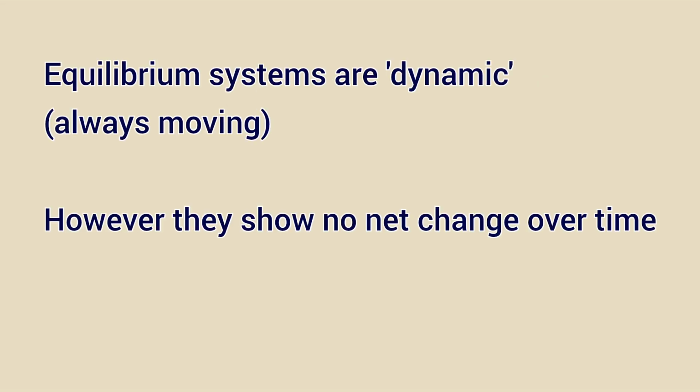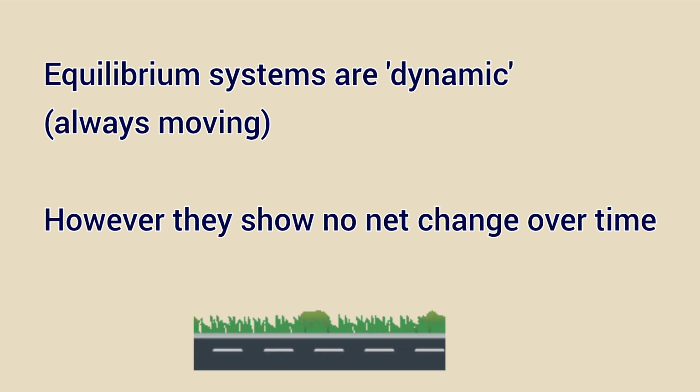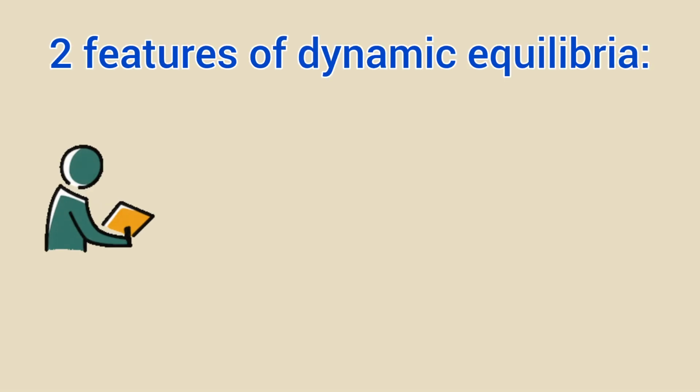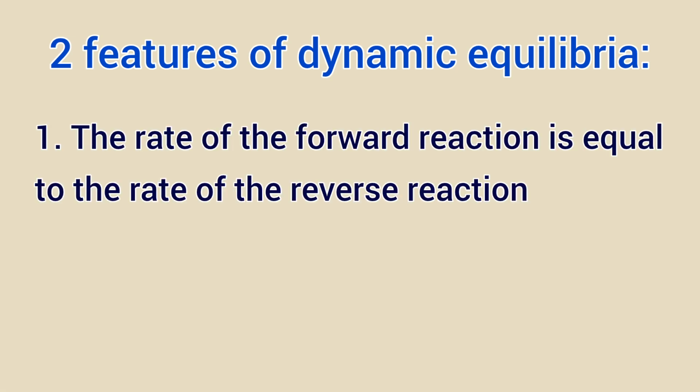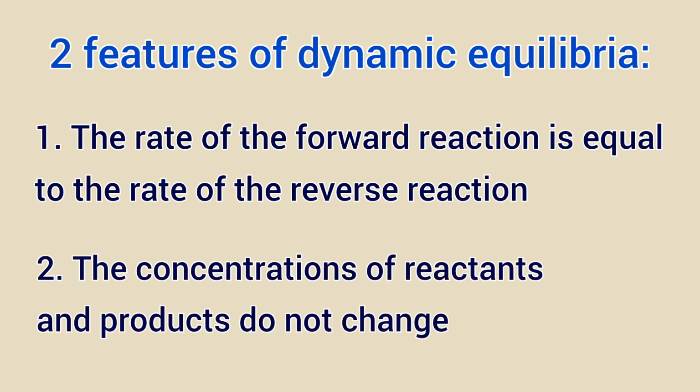Reactions in equilibrium, otherwise known as equilibrium systems, are always moving. We call this dynamic. A typical exam question might ask us to identify the two features of dynamic equilibria. These are: the rate of the forward reaction is equal to the rate of the reverse reaction, and the concentrations of reactants and products do not change.